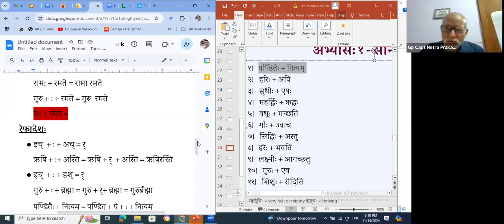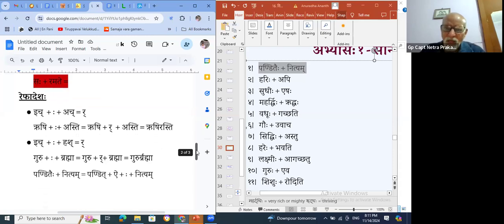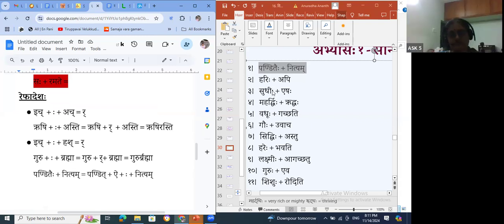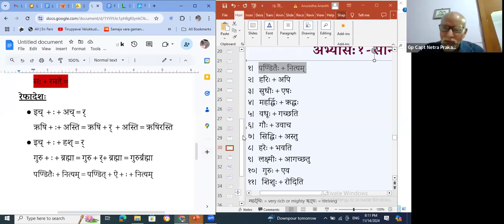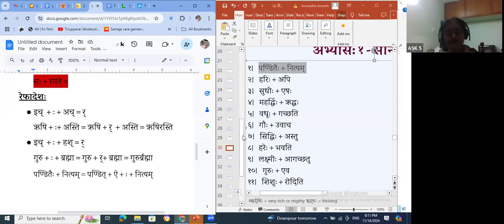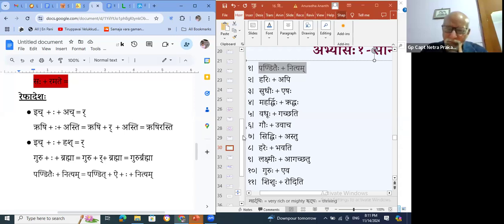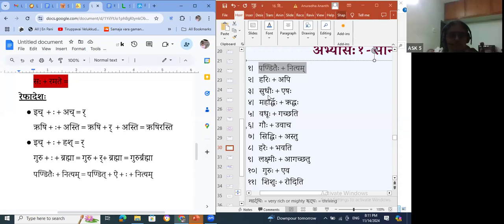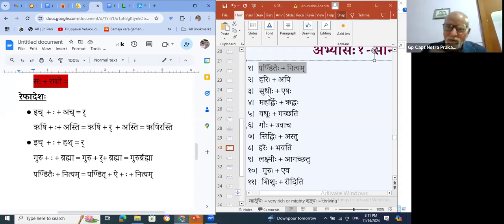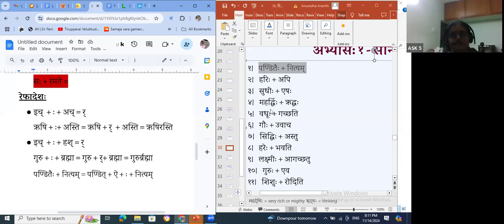Netraprakash Mahodaya. सुधीः एषः, सुधी plus एषः. So here it is not अच्, it is इच्. In all of these, it will always be इच्. In रेफ, it is anything other than अ and आ. Correct, anything other than अ and आ, visarga plus अच्. So सुधीरेषः, सुधीरेषः. सम्यक्. Then agree.